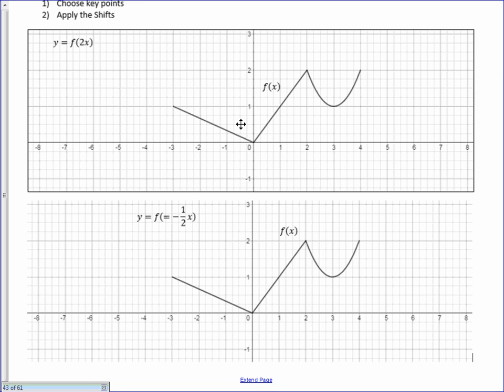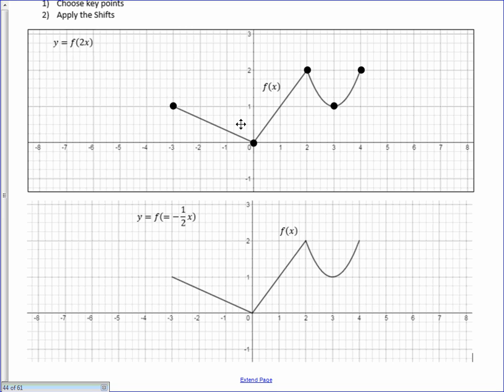Now, we've got some different shape graphs here where they're a little more interesting. Same exact thing, though. First, we need to choose some key points. So as I've talked about in a few videos before, we want to choose key points at any corners or any turning points. So there's my key points on the first one.